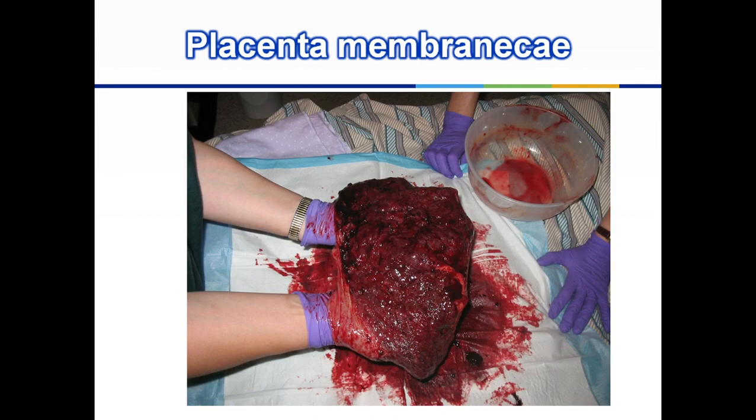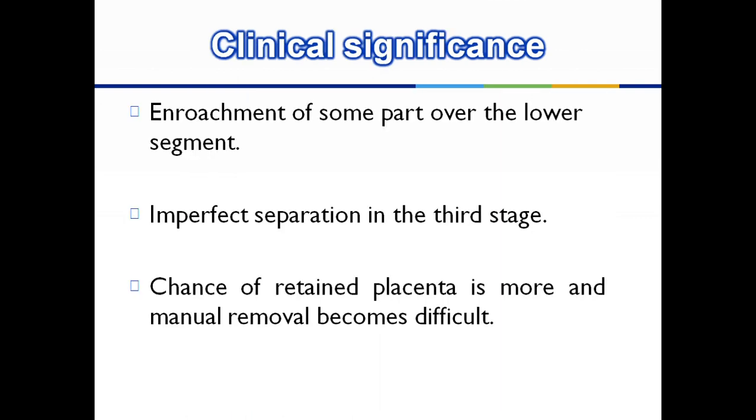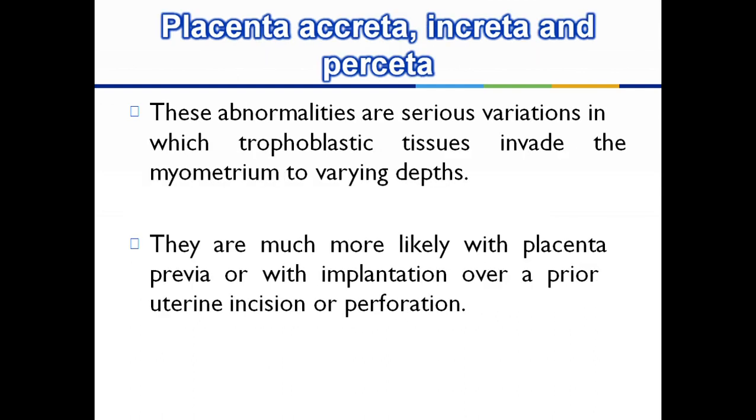Placenta membranacea. There is an encroachment of some part over the lower uterine segment, imperfect separation in the third stage, and the chance of retained placenta is more, and removal of the placenta becomes difficult. Placenta accreta, increta, and percreta.